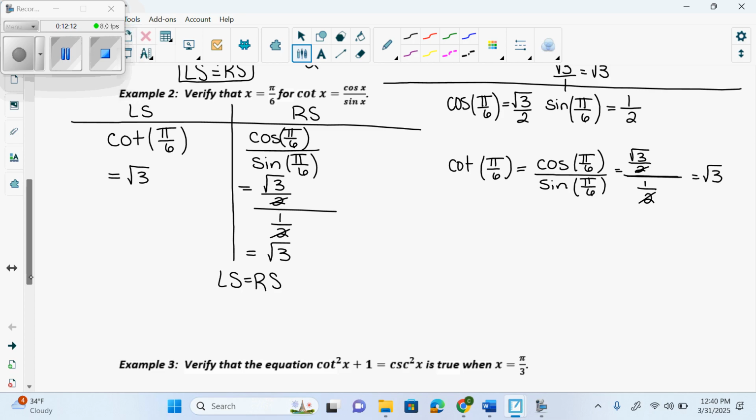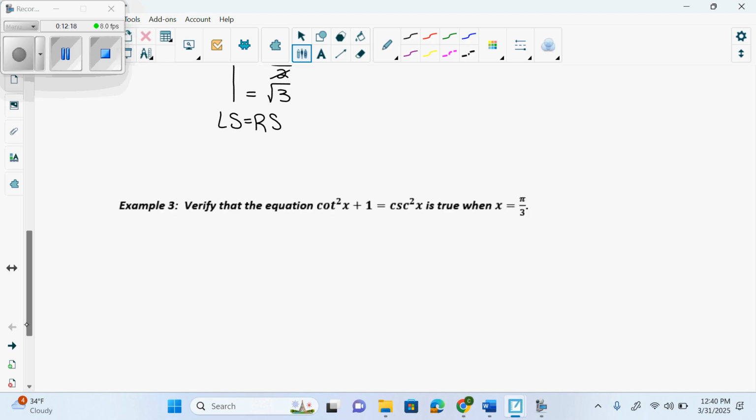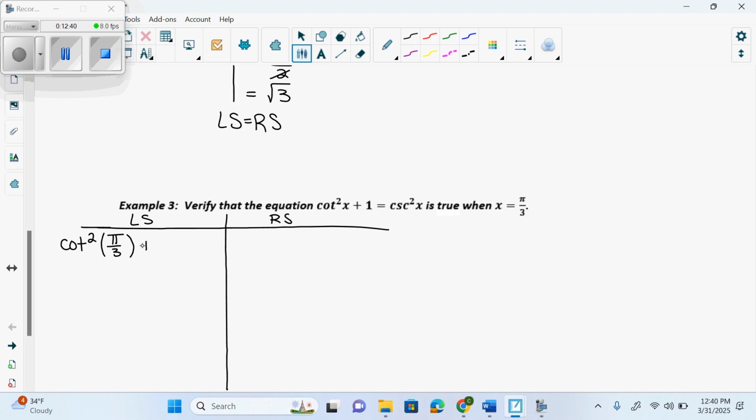We'll try example 3 together, and then I'll let you try the next one. So this one is a squared, so it seems a little harder. We still have to set up our table. We have to verify this equation is true for pi over 3. So we get LS, RS. So we're going to get cotan squared pi over 3 plus 1. All cotan squared pi over 3 means is we have to find out what cotan of pi over 3 is, and then put it in here all squared, right? So we have to find out cotan of pi over 3.